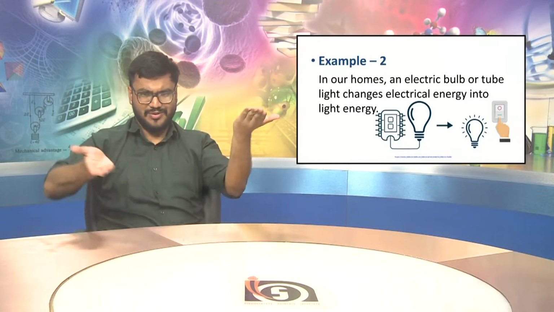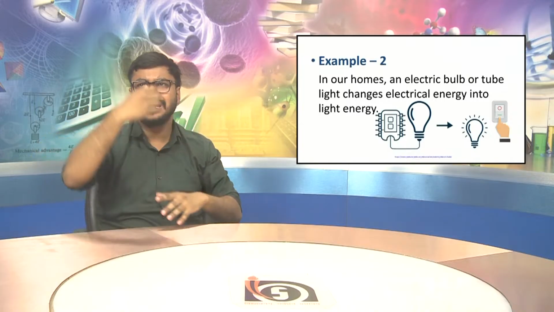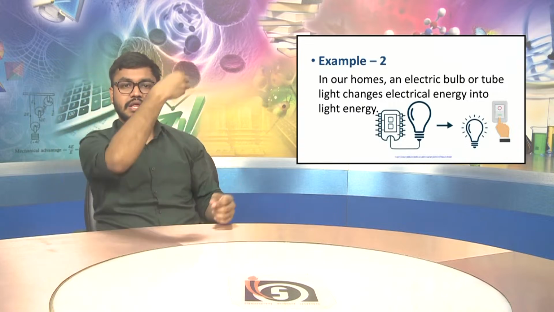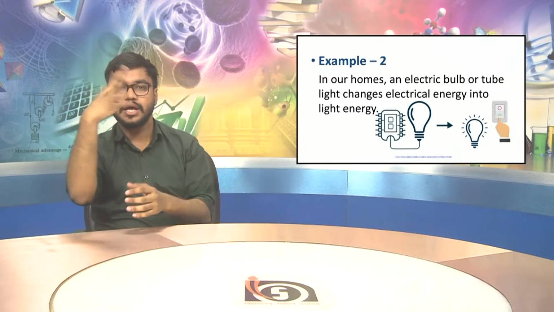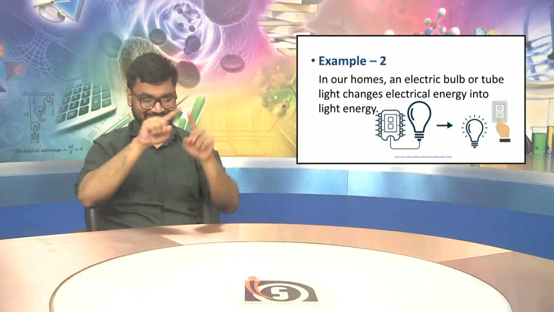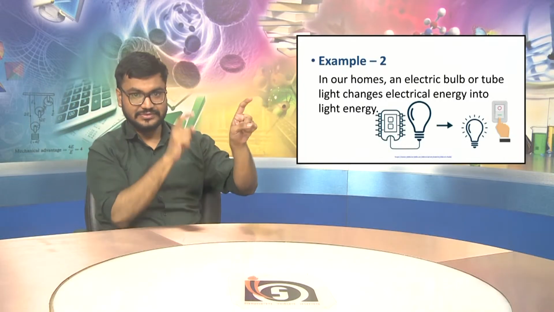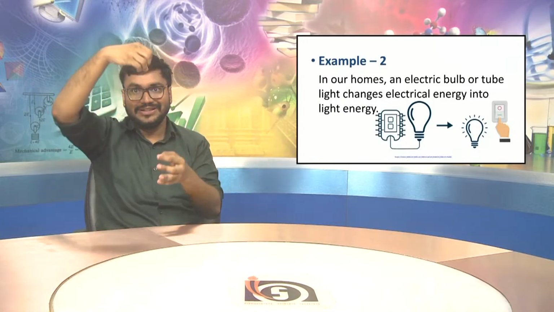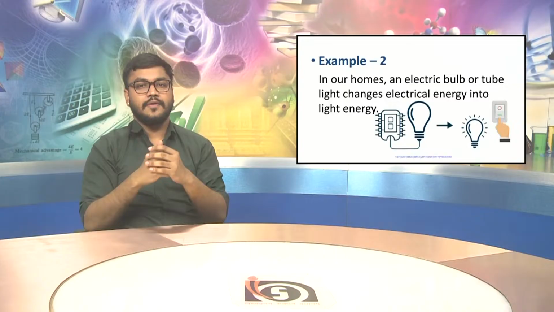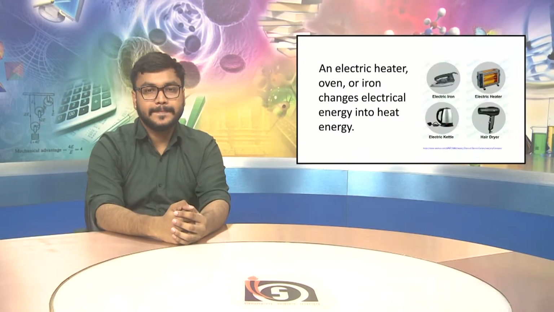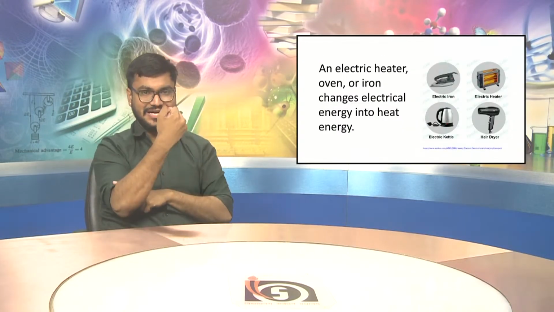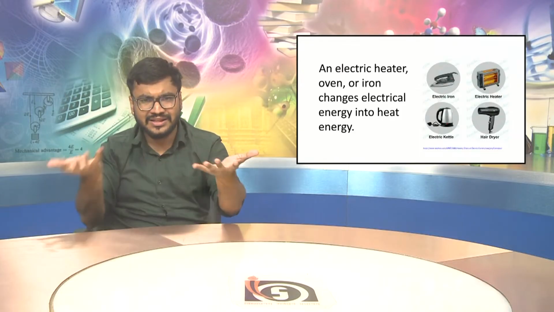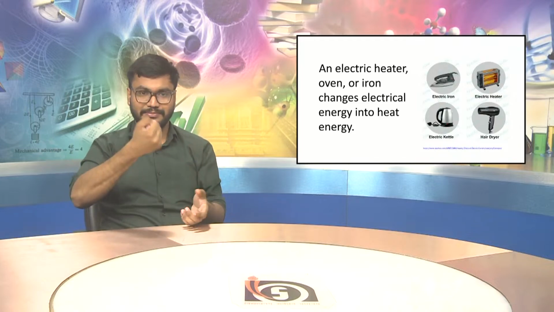Example 2. In our homes, an electrical bulb or tube light changes electrical energy into light energy. For example, turning on the switch so the bulb can turn on. An electric heater, oven, iron changes electrical energy into heat energy.